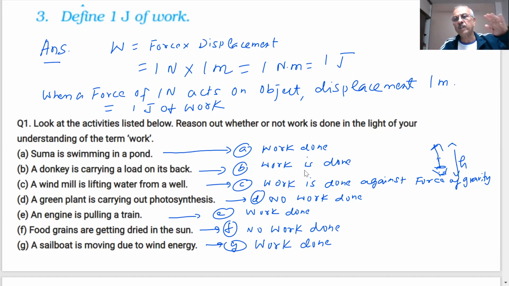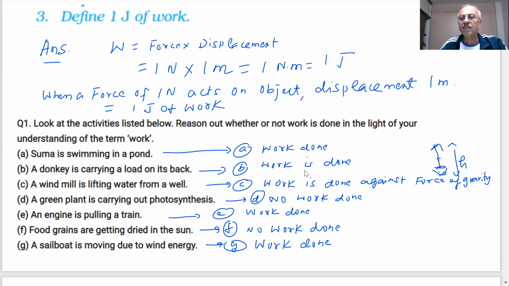But if the force and displacement are perpendicular to each other, then what do you find? No work is done, as in the case of circular motion also. When something is moving in a circular orbit, the moon is moving in a circular orbit around the earth, what happens?